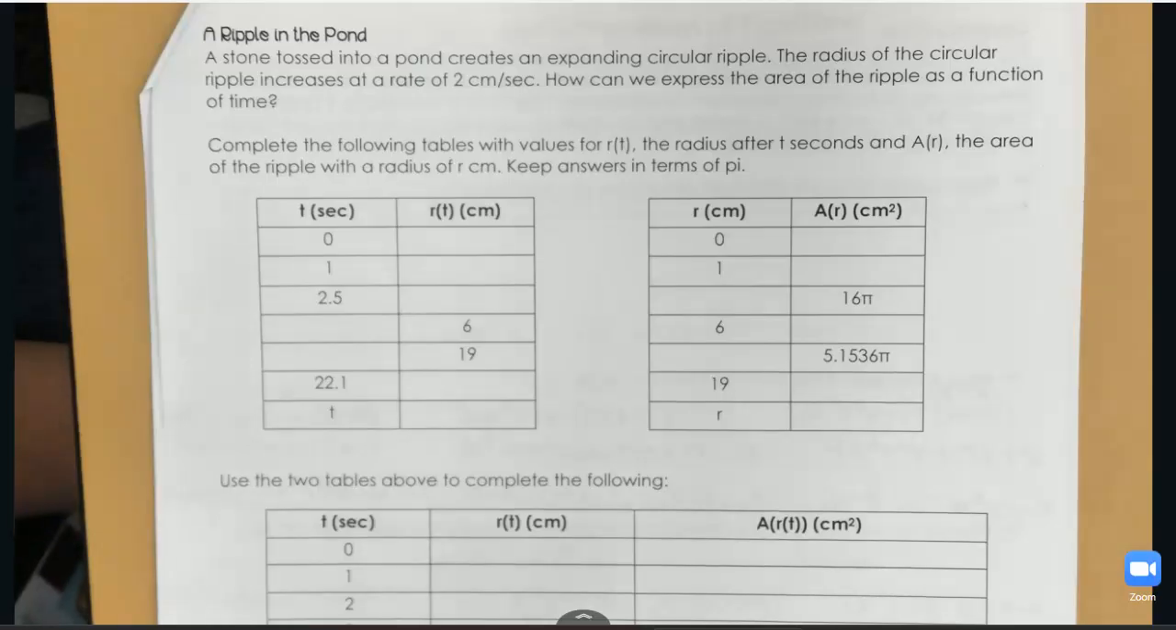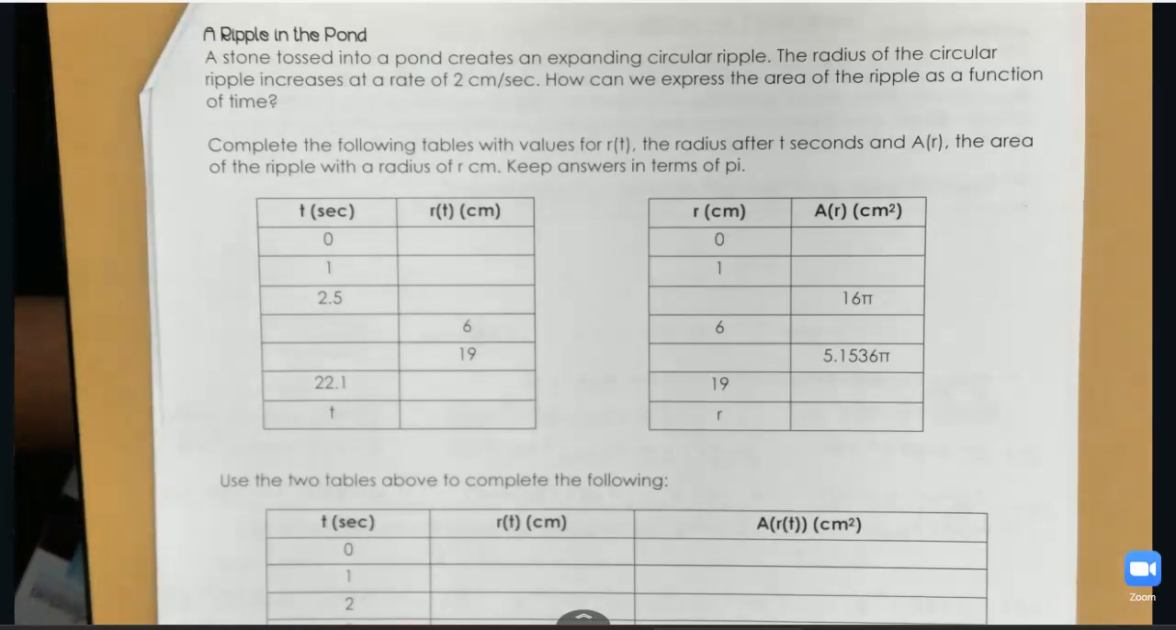A stone is tossed into a pond and creates an expanding circular ripple. The radius of the circular ripple increases at a rate of 2 centimeters per second. How can we express the area of the ripples as a function of time?